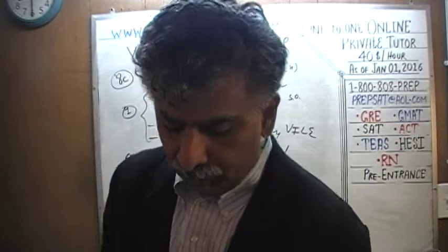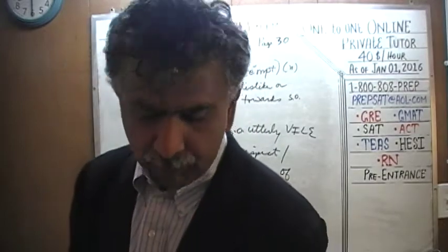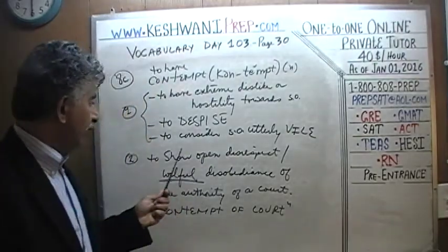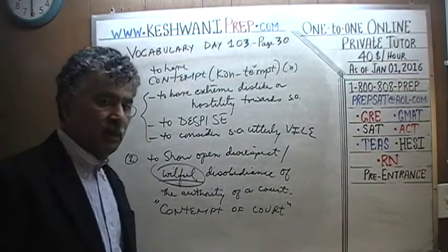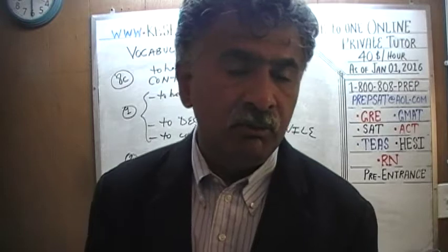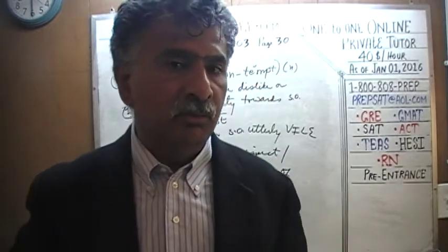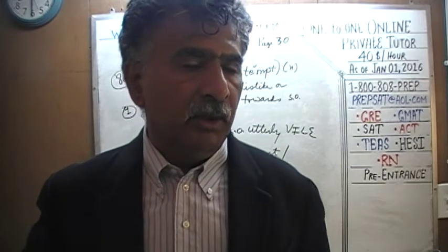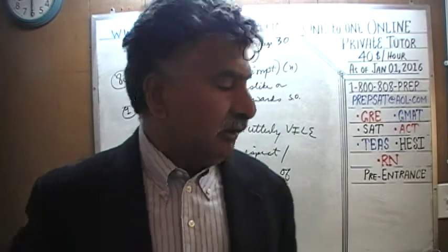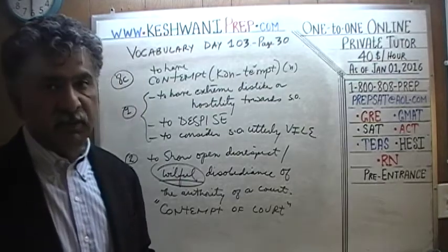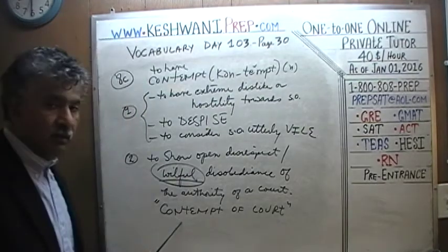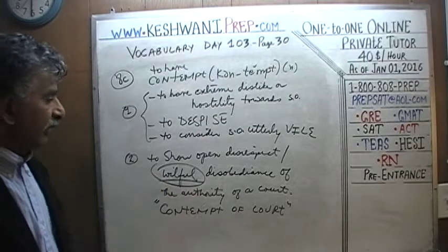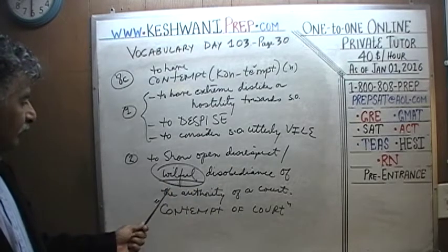Contempt of court, you'll be held in contempt because you show open disrespect and willful disobedience. As I said, it has to be willful. If the court tells you to do something and you are unable to do that because you fell sick or you were in an accident, you couldn't perform your duty that the court told you, that's different. But if you disobey and show willful disrespect and willful disobedience to the court, then the charge that you will face is contempt of court. So that's how it's used.